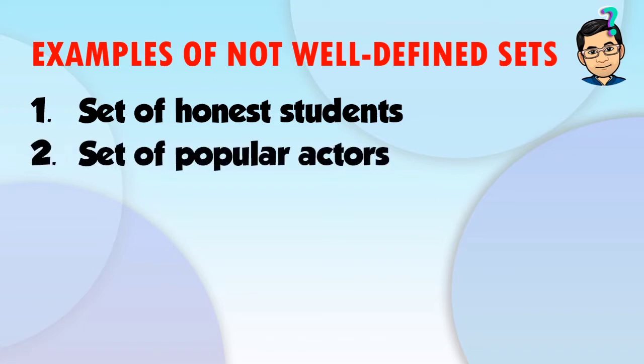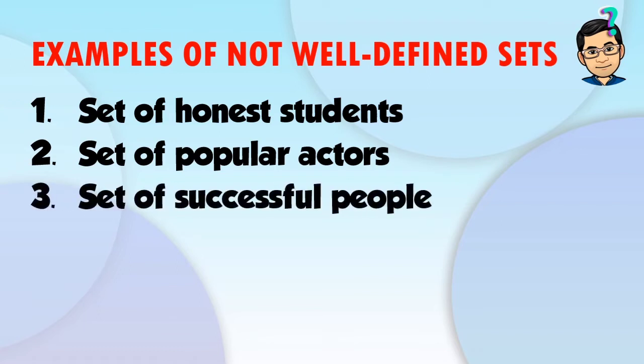Let's have set of popular actors. So, iba-iba kasi yung pag-define ng tao sa word na popular. So, para sa akin, popular siya. Para sa iba, hindi siya. Okay. Number 3, set of successful people. Ito din. Iba-iba din ang definition ng tao sa successful people. So, halimbawa, para sa akin, ang definition ng successful is yung maraming pera, nakapunta sa ibang bansa. Pero sa iba, iba yung successful.